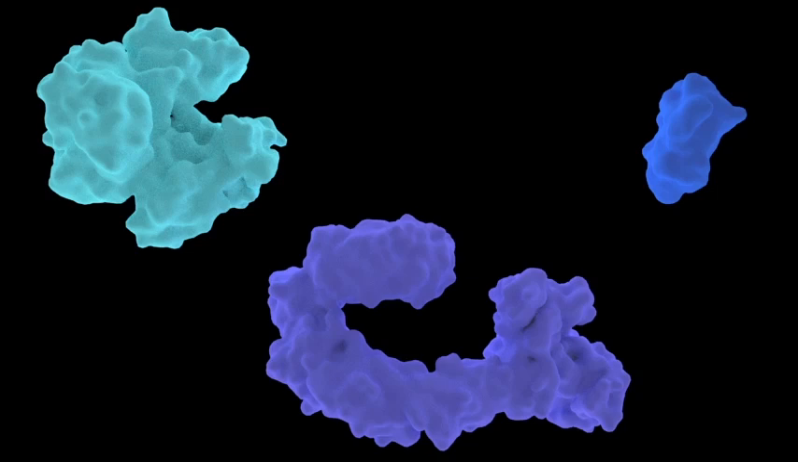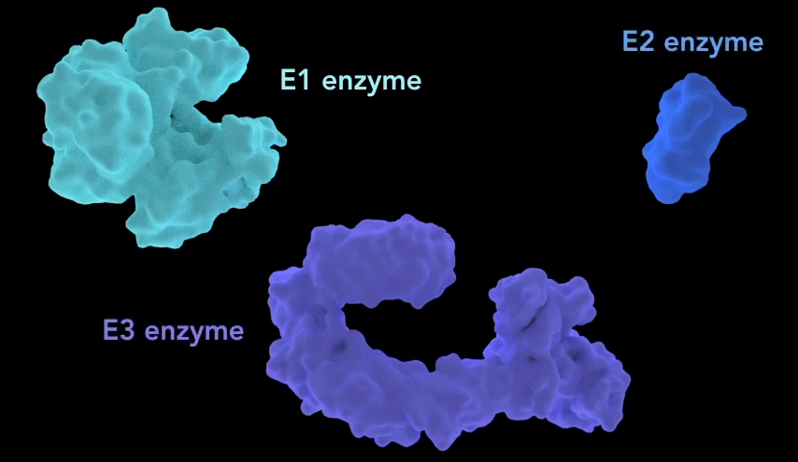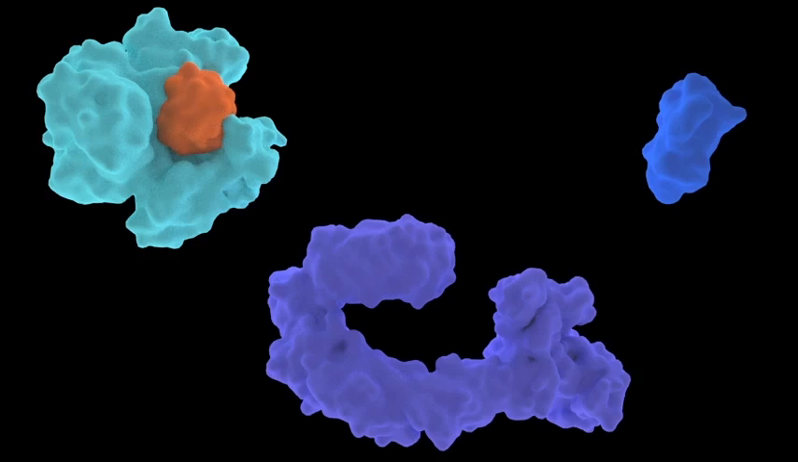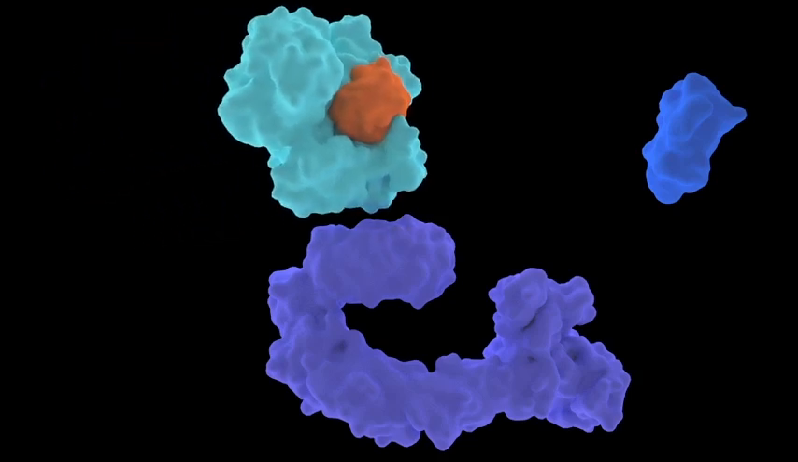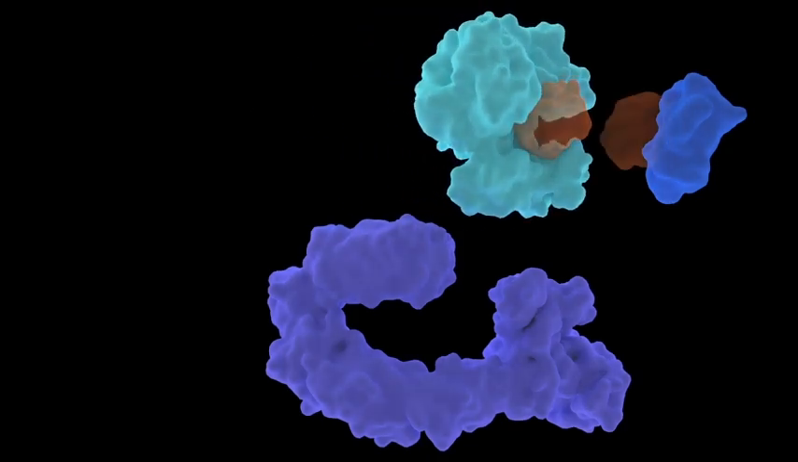3 classes of proteins are involved in ubiquitinating target proteins. These proteins are known as E1, E2, and E3 enzymes. First, ubiquitin is covalently attached to the E1 active site. Next, E1 associates with E2 and transfers the ubiquitin to the E2 active site.